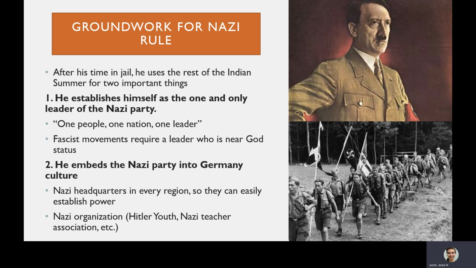And these organizations became so powerful that things like the Nazi Teacher Association, it got to the point where you couldn't be a teacher if you weren't a part of the Nazi Teacher Association. People would ask you on your job application, are you a part of the Nazi Teacher Association? And if you weren't, you were not going to get hired. So the goal is to make the Nazi party interchangeable with German. If you're German, you're also Nazi. If you're Nazi, you're German. His goal was to integrate it so fully into the community.